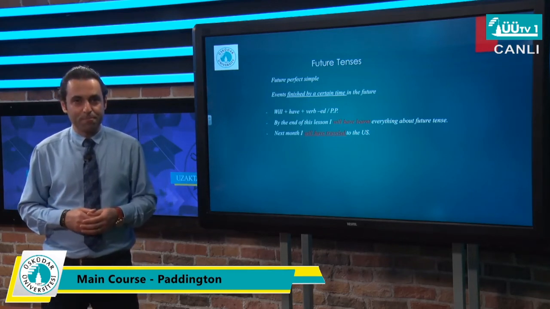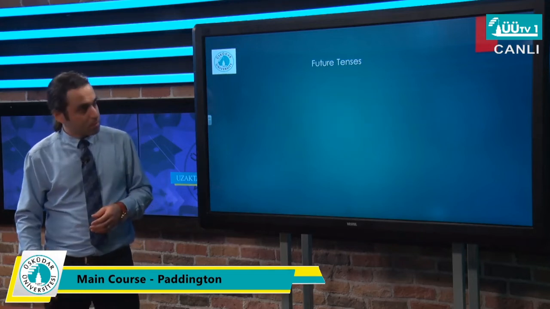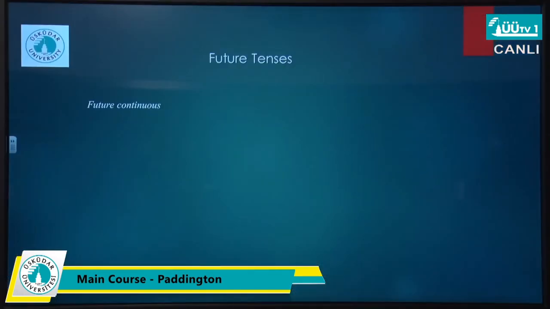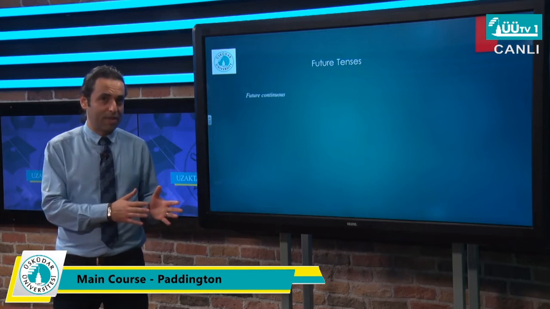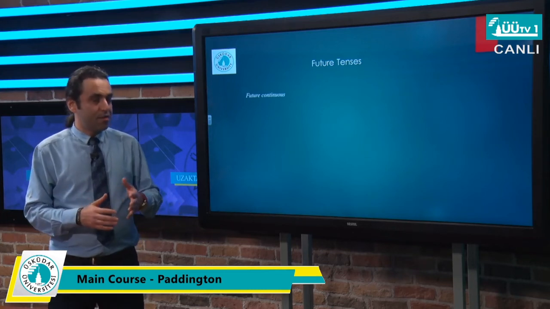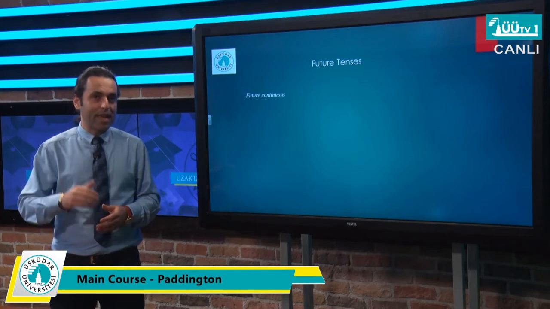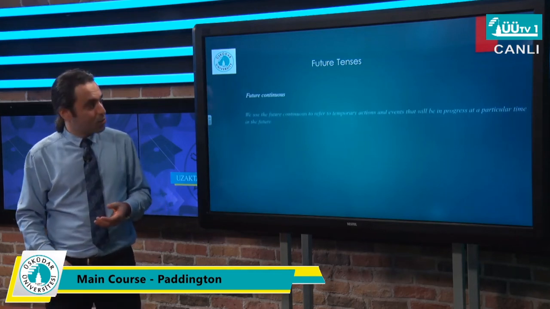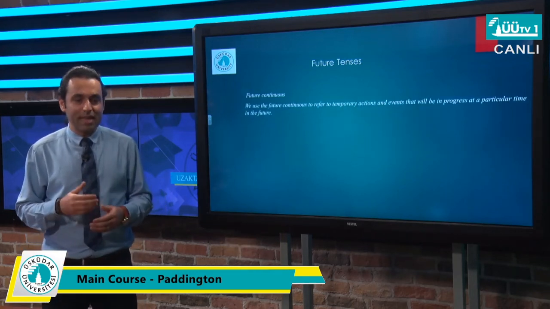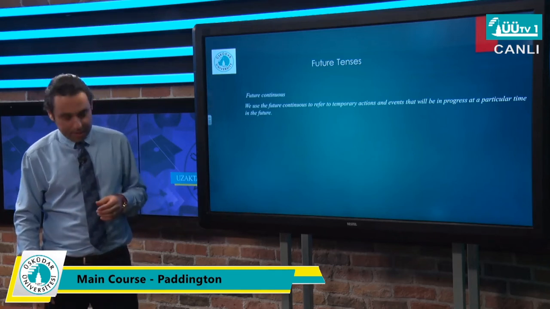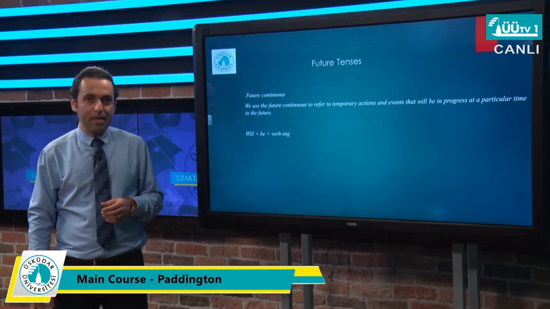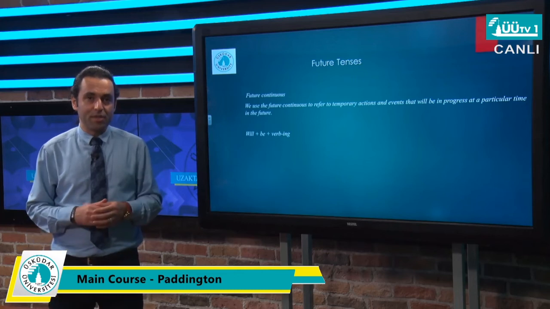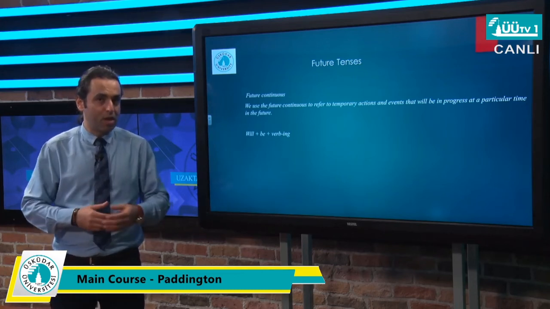The last one is future continuous. Following the first definition that we had for future perfect, as we said, one action in the future starts and finishes. For future continuous, we can say that, again, one action or event in the future will start and continue. So it will be in a kind of progress or temporary circumstance. And the structure is will plus be plus verb-ing. So it's crystal clear that because of verb-ing, one action in the future will be in progress.